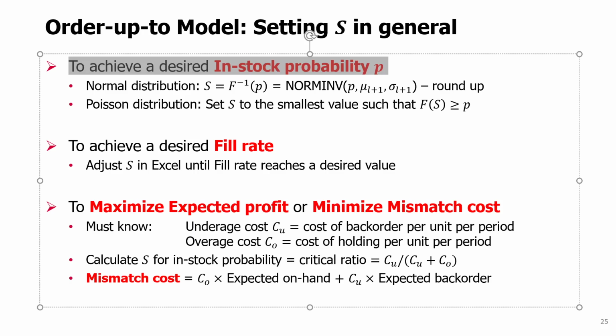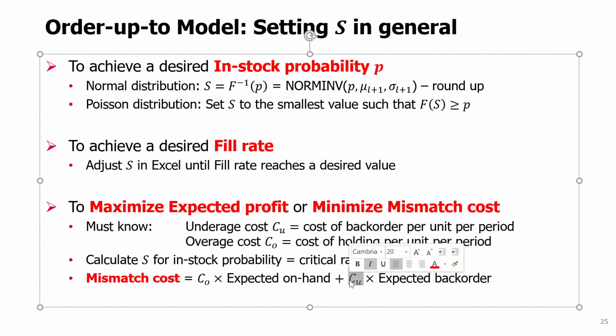So, again, a different solution for the normal and a different solution for the Poisson distribution. In addition, we can calculate the mismatch cost using the formula where for every unit of expected on-hand inventory, we pay the cost of overage, and for every unit of expected back order, we pay the cost of underage.